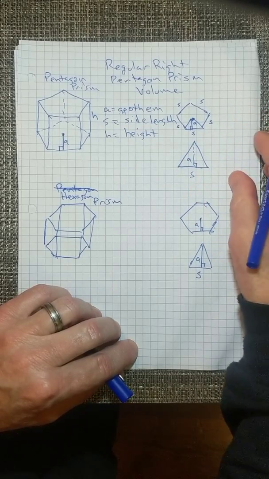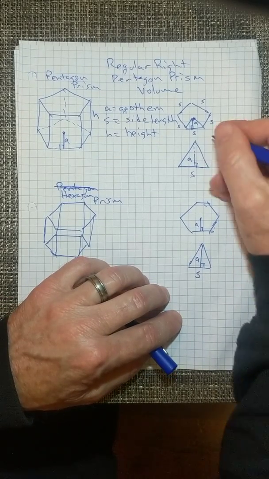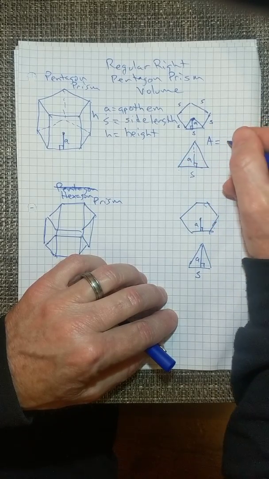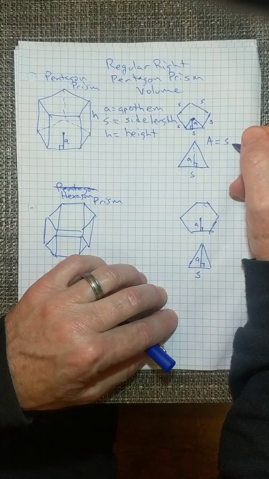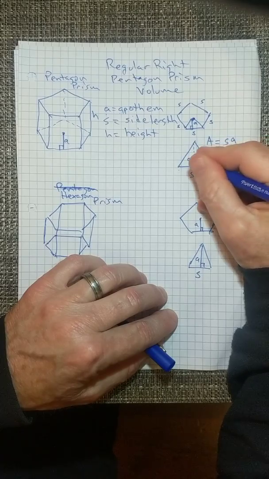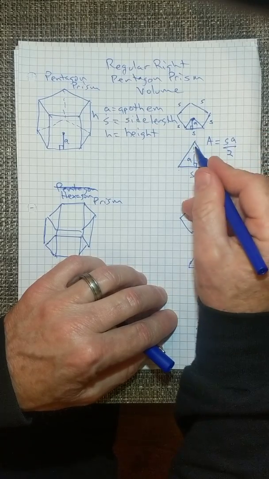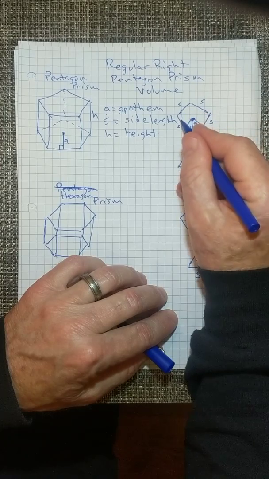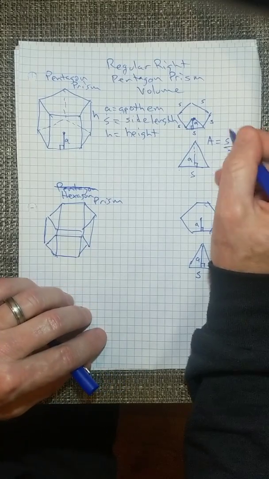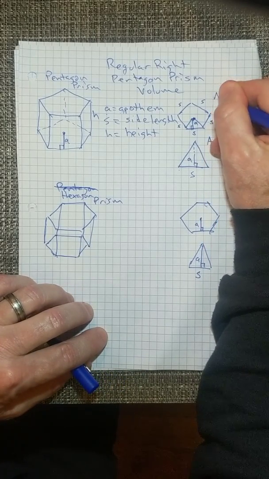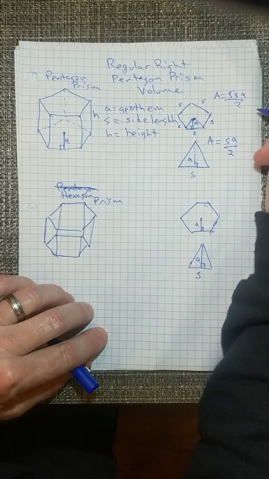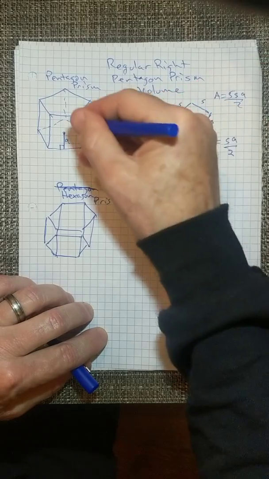Now, as you recall, the area of a triangle is base times height divided by 2. So in this case, our area is the base, S, times the height, which is the apothem. So the side times the apothem divided by 2. And that gives us the area of this one triangle. Guess how many there are? 1, 2, 3, 4, 5, because it's a pentagon, so it's the same as the total number of sides. So to get the area of the pentagon, it is 5 times S times A over 2. So that gives us the area of the base.